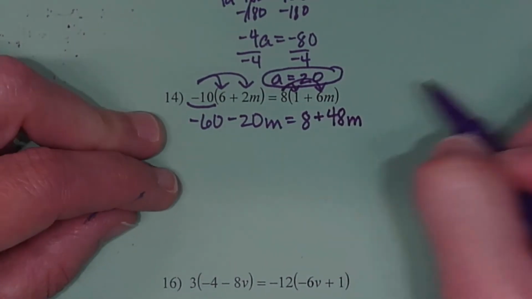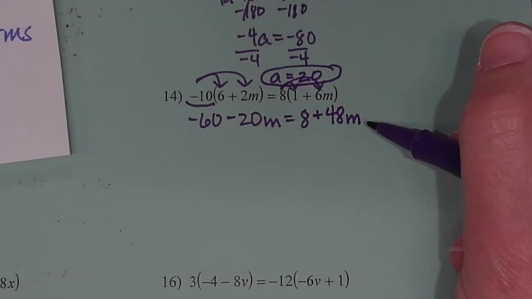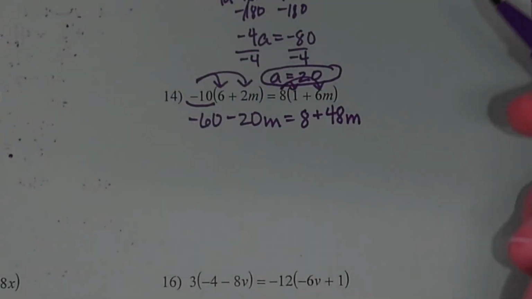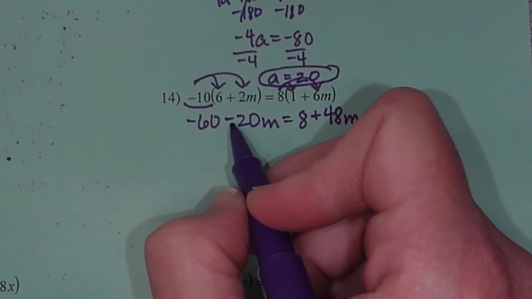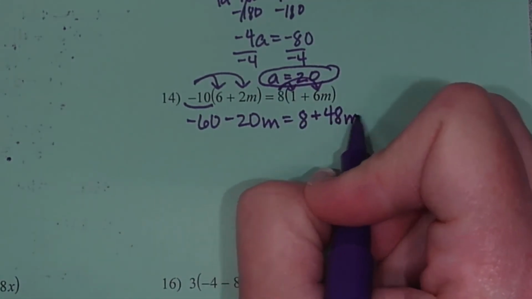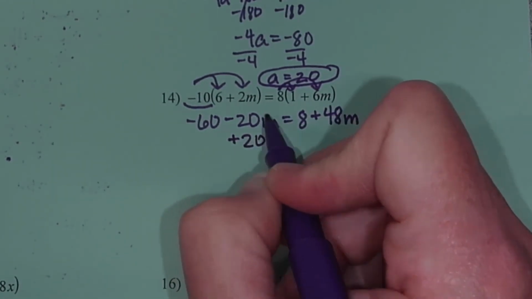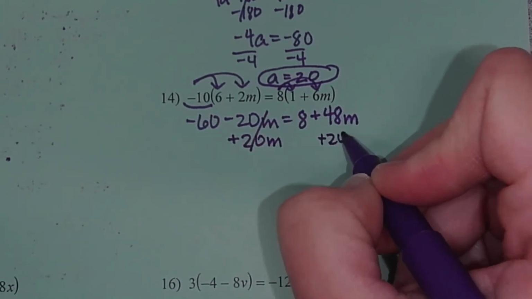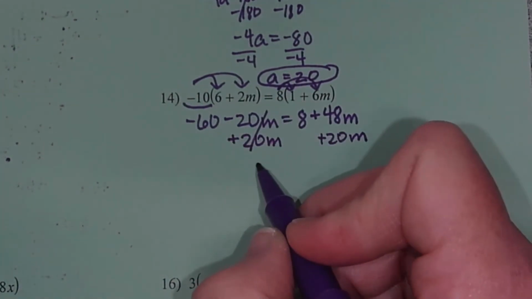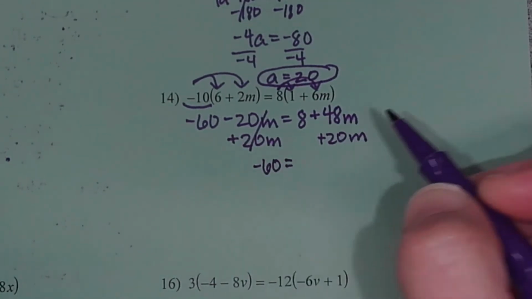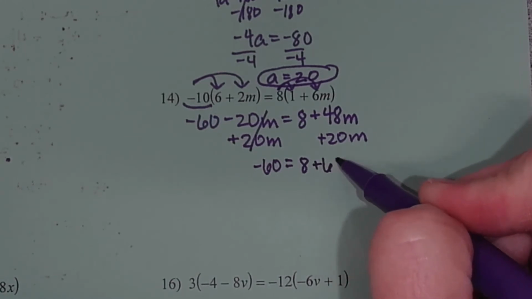Okay, distribution check. Next up, we have to combine like terms, but there are no like terms, so let's go on to step 3, solve. We have variables on both sides once again. This time, let's get rid of this one. You could just as easily get rid of that one. I'm just choosing this one because I've got to choose one. So this one's going away, and I'm going to add 20 to the other side. And now I'm going to bring things down. Negative 60 is all that's left over here. Don't forget those negatives. And then we have 8 over here. And you add those up, and you're going to get plus 68m.